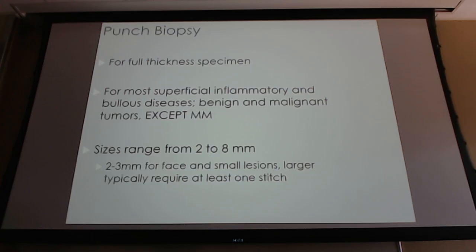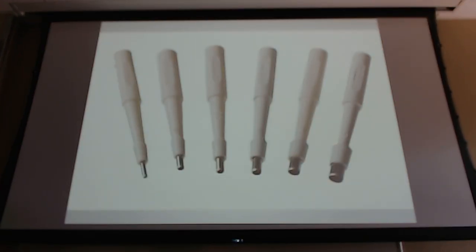Punch, full thickness. Most superficial inflammatory and bullous diseases, benign and malignant, except for malignant melanoma. We don't want to use punch biopsy on those things. The sizes range from 2 to 8, and that just specifically states what the diameter of that hole is. So the size of the lesion will determine what we do when it recovers to picking that order.